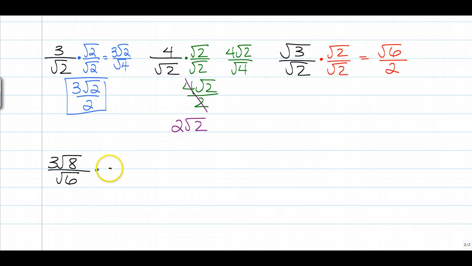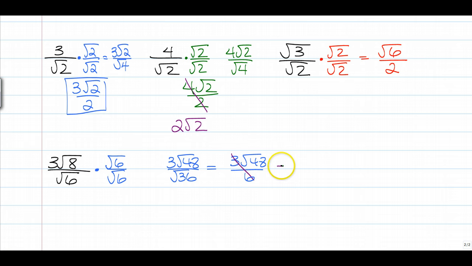First thing you would do is multiply the top and bottom by the square root of 6. That will give you 3 square roots of 48 on top over the square root of 36 in the denominator, which we know is 6, so 3 root 48 over 6. Now, we can simplify this. We can call that the square root of 48 over 2. But we're not done because the square root of 48 can be simplified.